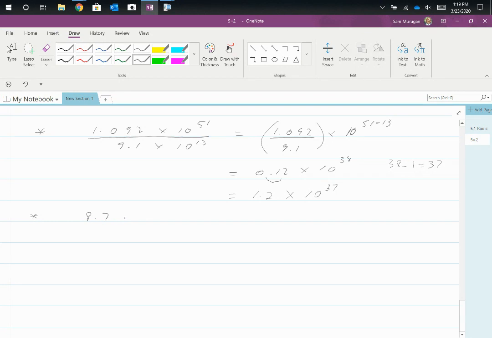8.7 times 10 to the power 3 over 1.4 times 10 to the power 4. 8.7 over 1.4 times 10 to the power 3 minus 4. 8.7 divided by 1.4 is 6.214 times 10 to the power negative 1.